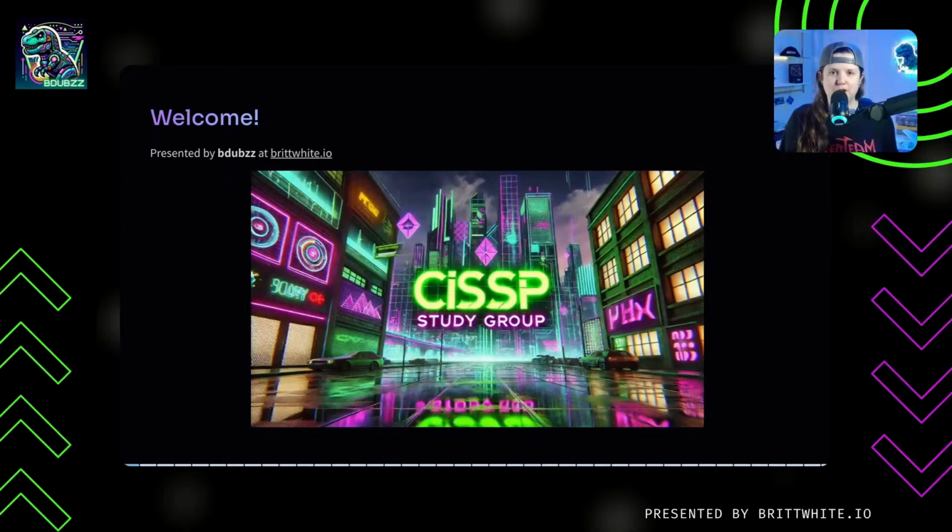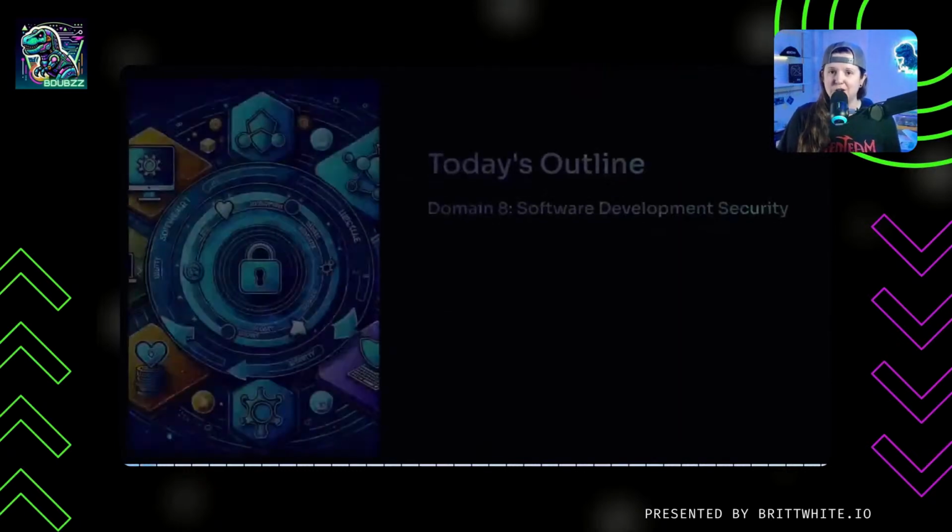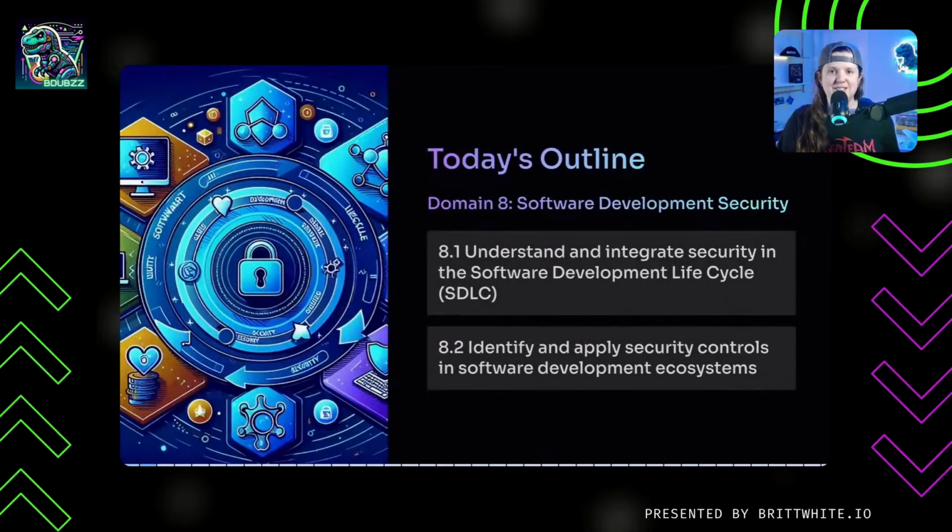Today, we're in that home stretch, starting with our final domain, Domain 8, Software Development Security. So let's get right to it. Today, we're focusing on objectives 8.1, Understand and integrate security in the software development lifecycle, and 8.2, Identify and apply security controls in software development ecosystems. These are important because software is everywhere. It's in your phone, car, and even your air fryer now. If it's not secure, we're all vulnerable.